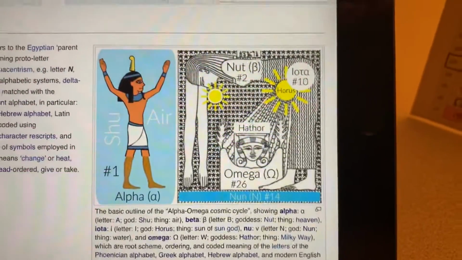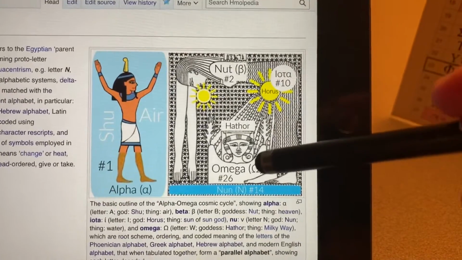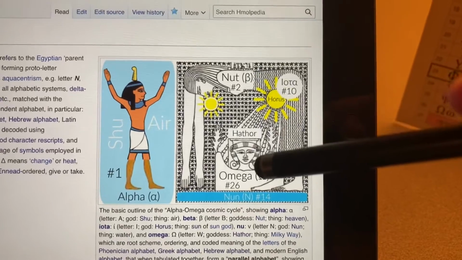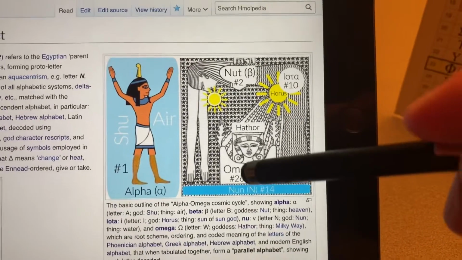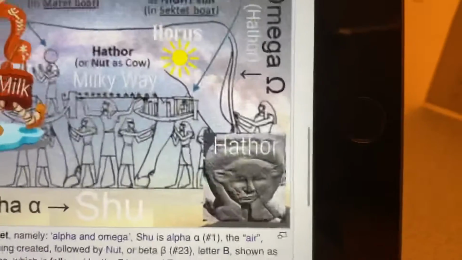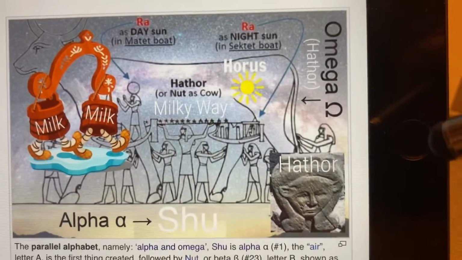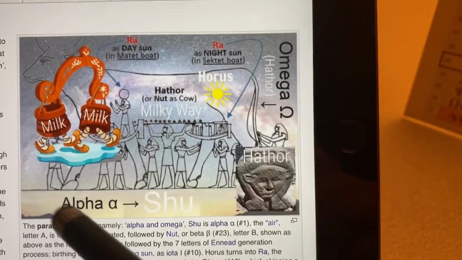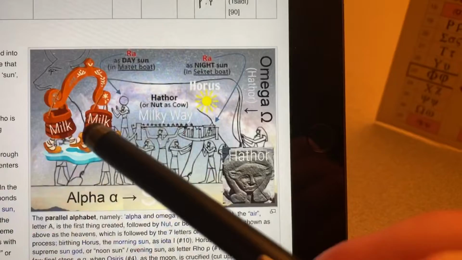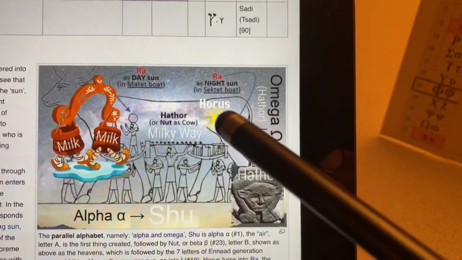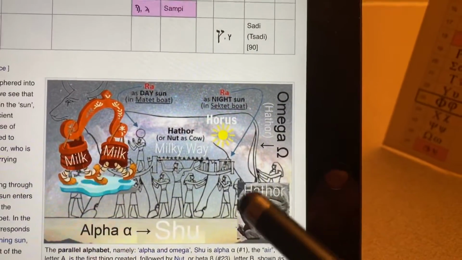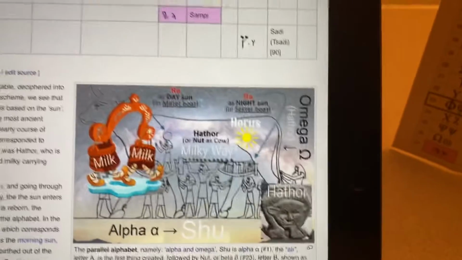So originally, Nut was Hathor before the two of them became syncretized, and Hathor was conceptualized as a cow of the Milky Way, which is shown here. So the entire alphabet from Alpha to Omega is a sequence of the sun moving through the Milky Way, or the body of Hathor, the cow, and being reborn again and starting the cycle again.